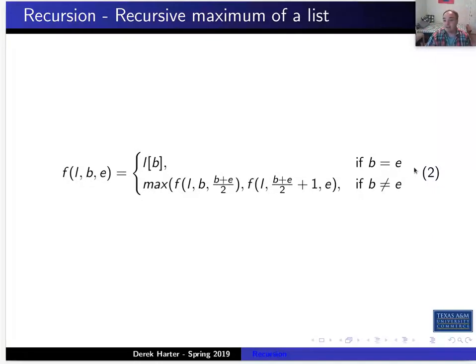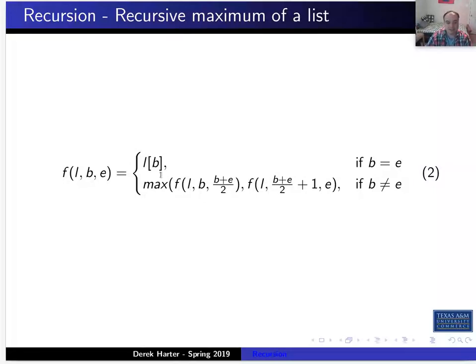So if begin equals end, that means there's just one value in the list, right? The list is of size 1. And of course, the largest value in the list of that size is that value itself. So if begin equals end, we can return list begin or list end, but we just return that value. Otherwise, this is our general case, the recursive case.